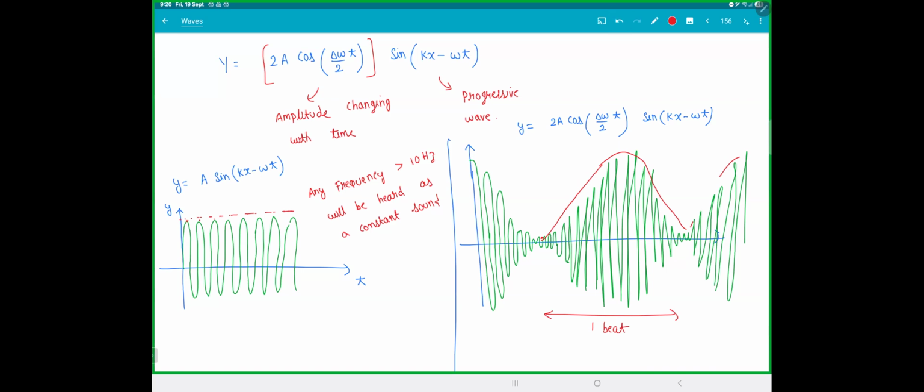So when all had the same amplitude, your ears cannot distinguish it. You will think it is continuously on, but this is how you'll hear it. So basically these shapes are called waveforms. This is a y-t graph of a progressive wave, for beats.